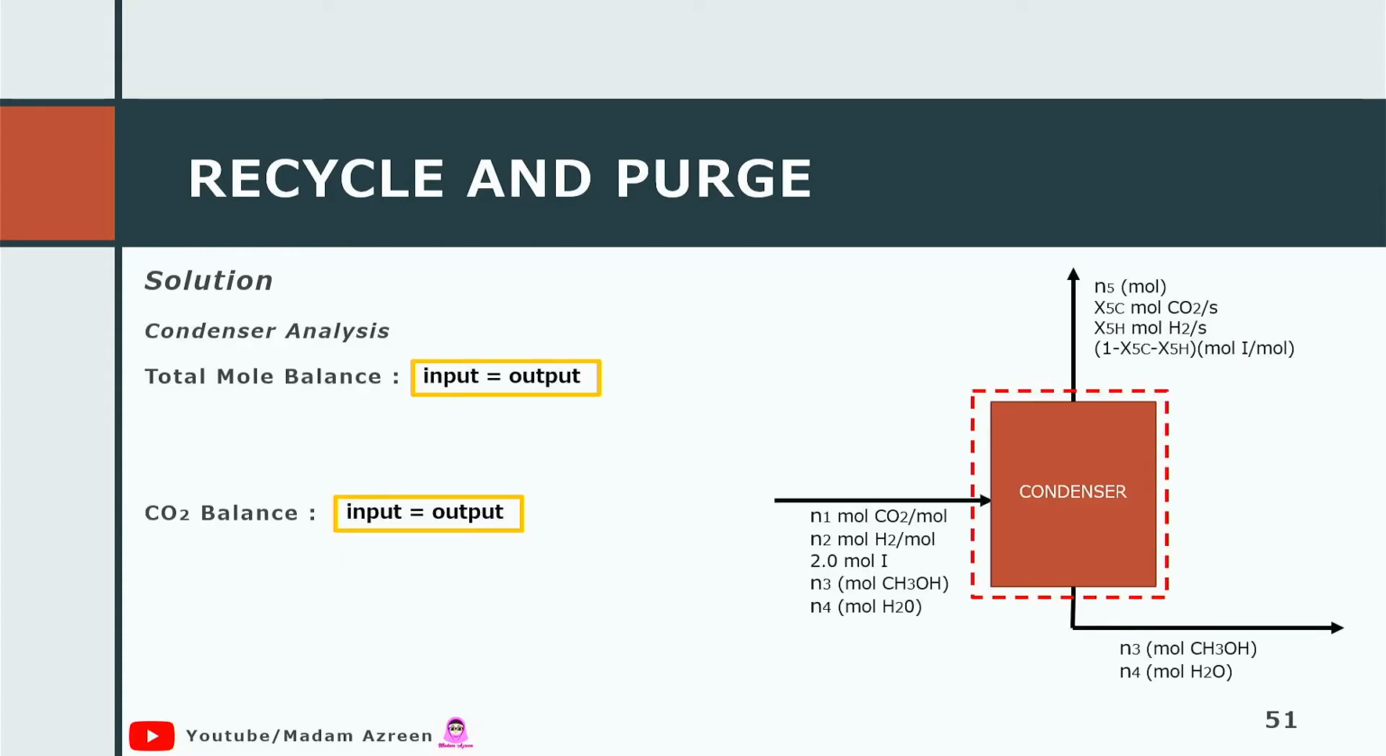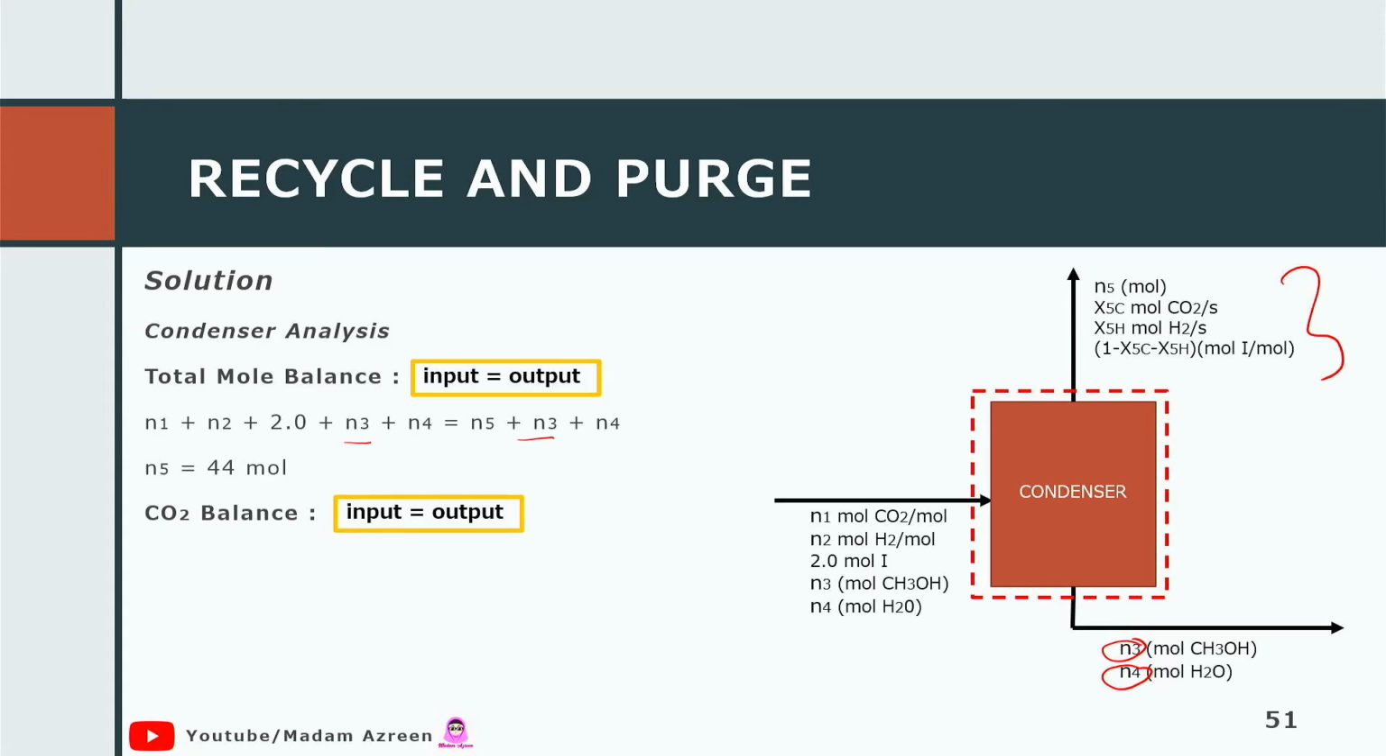Let's move to the condenser. When you have a condenser, the values of N3 and N4 have already been determined, so here you need to determine this one. We start with a total mole balance: N1, N2, N3, the input equals the output. We get one equation, and we get the value of N5 because N1, N2, N3, and N4 were already determined previously.